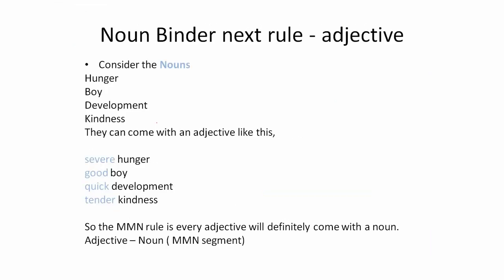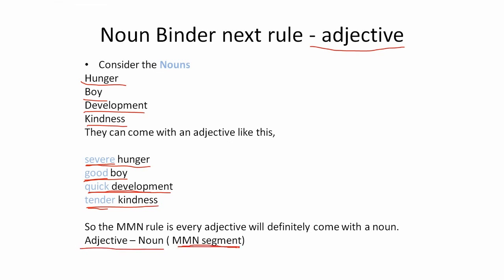Okay. Now the next rule is adjective, as we saw earlier. Like, see, these are the nouns: hunger, boy, development, kindness. Now they can come with an adjective like this: severe hunger, good boy, quick development, tender kindness. Now what we do is we usually underline it like this because that's a complete noun segment. A binder with its noun is a segment. So here the binder is adjective and noun. So this is an MMN segment, and I want you to write adjective and noun in the segments page.